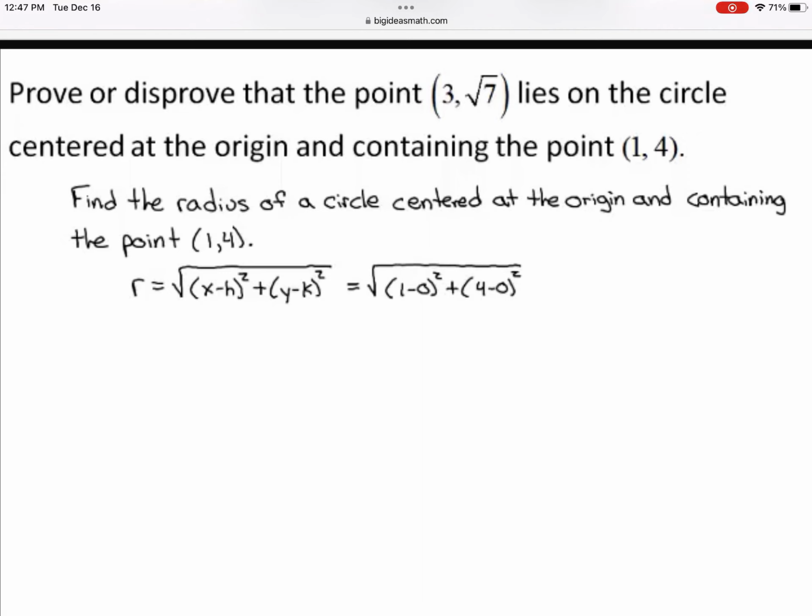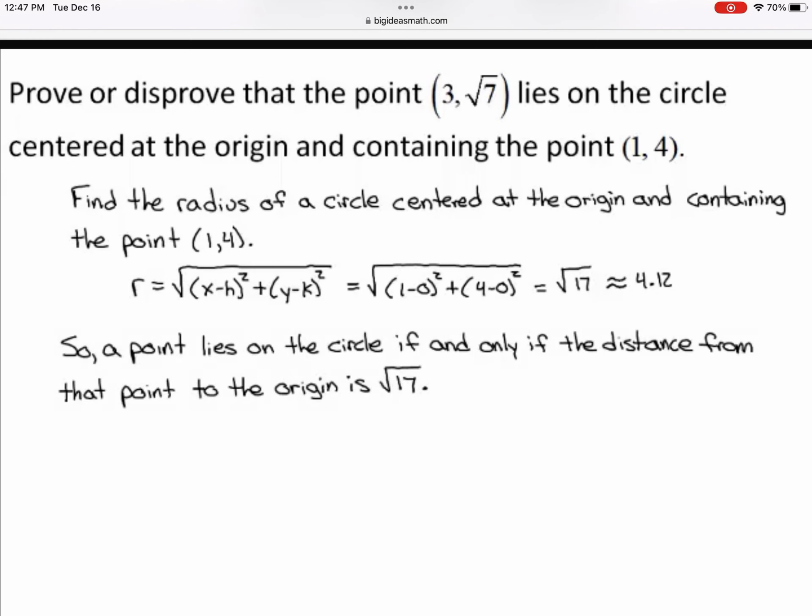r equals the square root of the quantity 1 minus 0 squared plus the quantity 4 minus 0 squared, which simplifies to r equals the square root of 17, which is approximately 4 12/100ths. So a point lies on the circle if and only if the distance from that point to the origin is the square root of 17. Find the distance from 3, the square root of 7 to 0, 0.